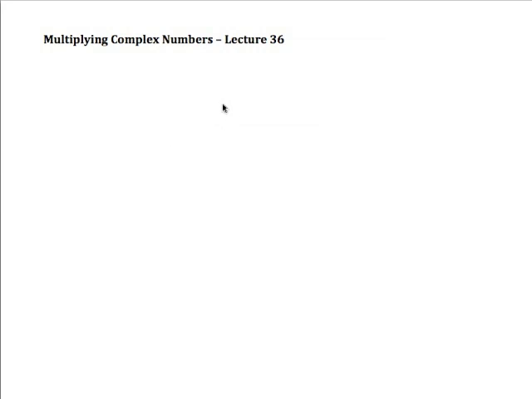Okay, in this lecture we're going to talk about multiplying complex numbers. Now the first type of multiplication is one we discussed previously when we couldn't apply the radical rules. So we have to be very careful when we are multiplying complex numbers like this. Let's have a look at an example.